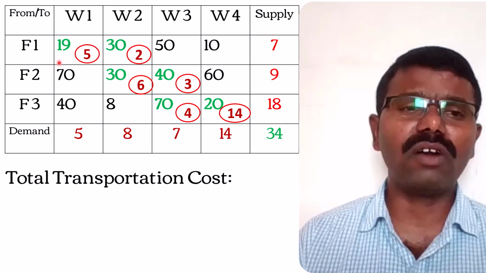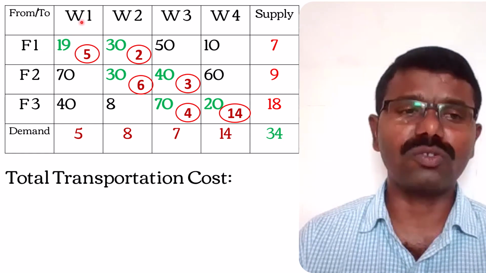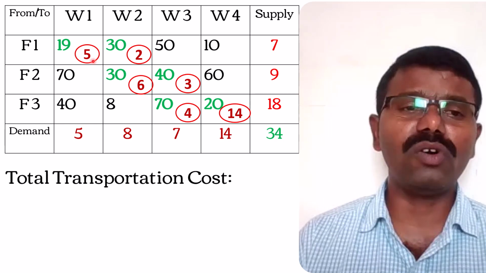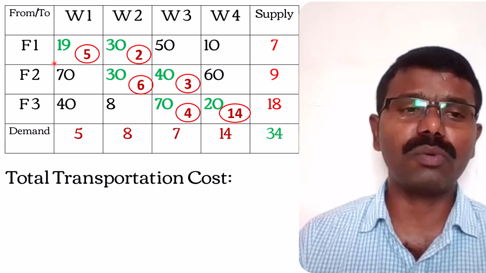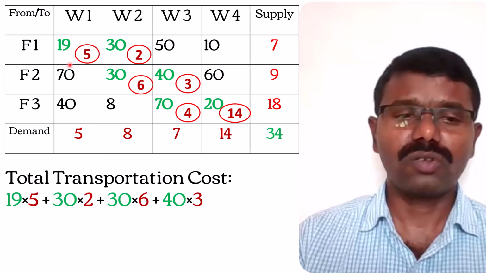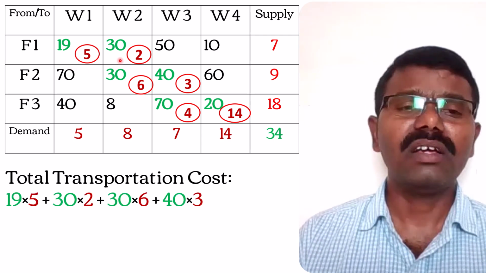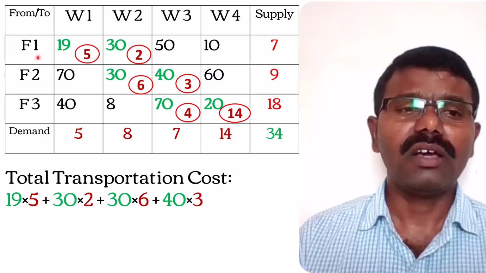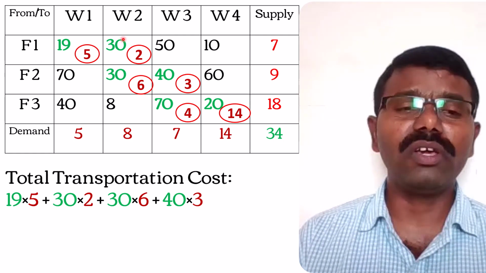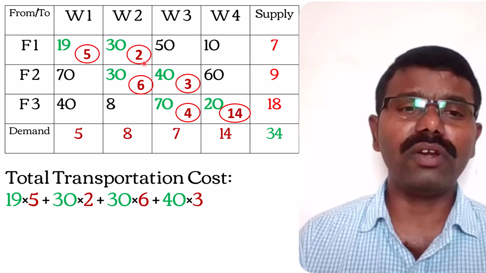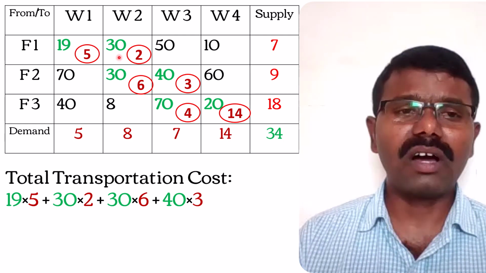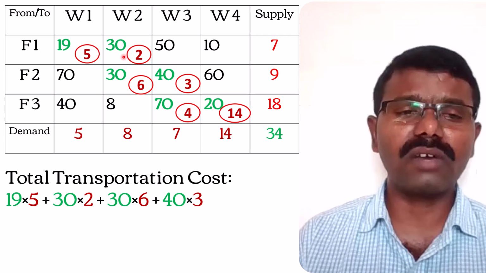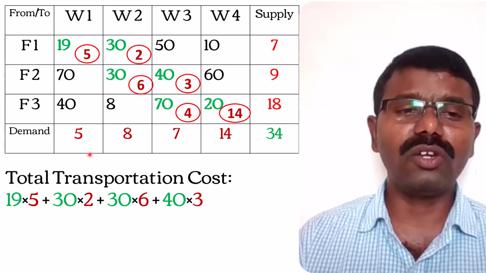But now here according to this table, 19 rupees it will cost to transport goods from factory 1 to warehouse 1. And we are allocating only 5 units. So the cost of transporting these 5 units to warehouse 1 is 19 into 5. Then the transporting of goods from F1 to W2 is 30 rupees. We are allocating 2 units here. So the cost of these 2 units is 30 into 2.